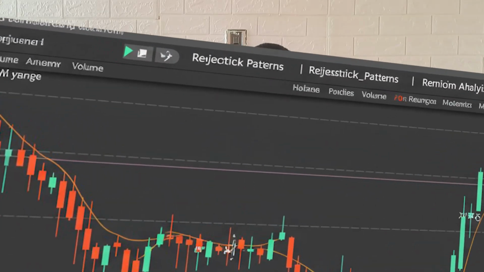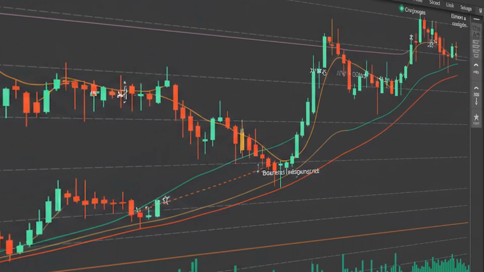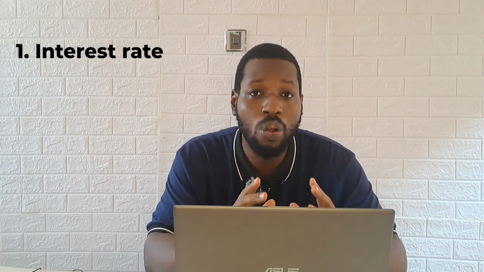So in summary, every candlestick you see on the chart is reacting to one or more of these five forces that make the market move.